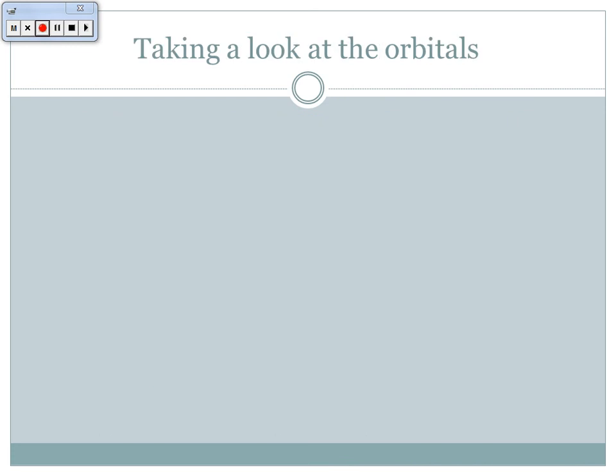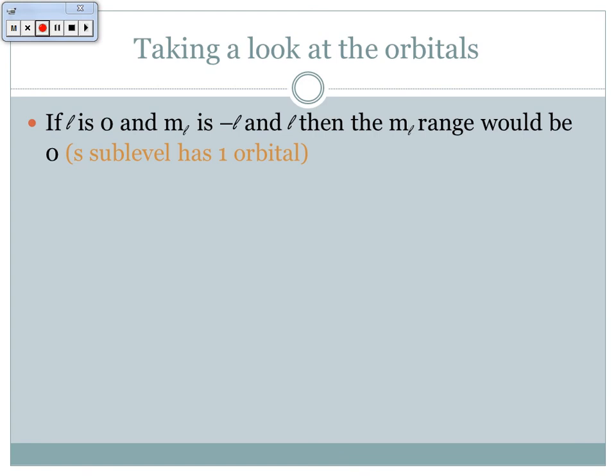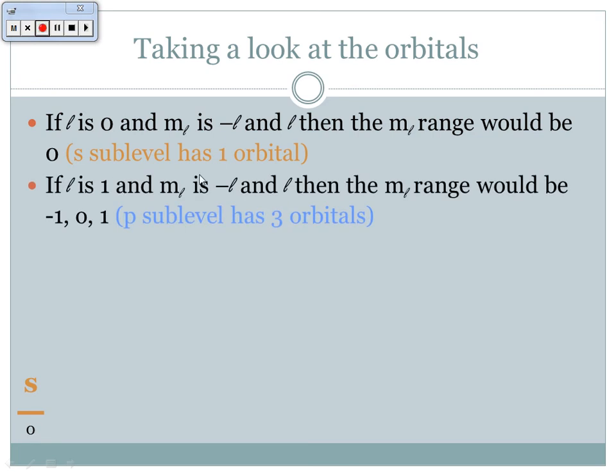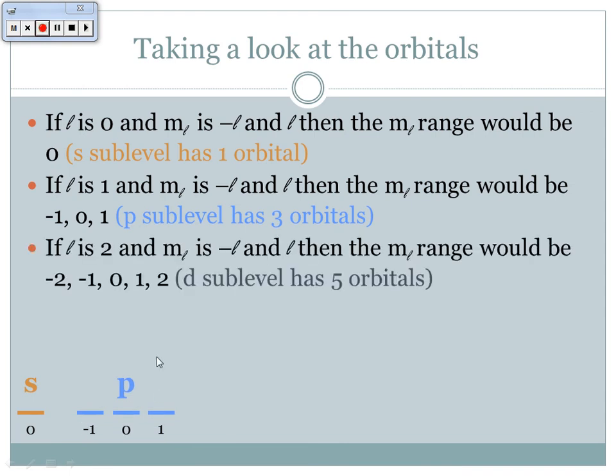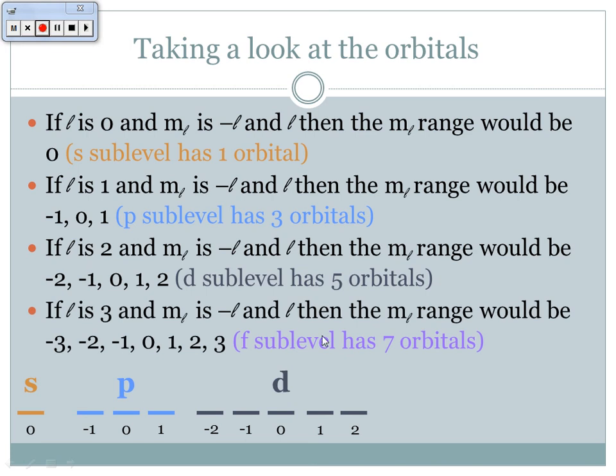And let's take a look at this, because that was all very confusing. If L is 0 and m sub L is negative L to L, then the m L range would be 0. So the s sublevel has 1 orbital, because negative 0 to 0 doesn't exist, so it's just 0. And an s orbital only has 1 location. If L is 1, then the range would be negative 1, 0, 1. The p sublevel would have 3 orbitals. If L is 2, the range is going to be negative 2 to 2, which would have 5 orbitals. And L equals 3, or your f sublevel, has 7 orbitals, going from negative 3 to 3.